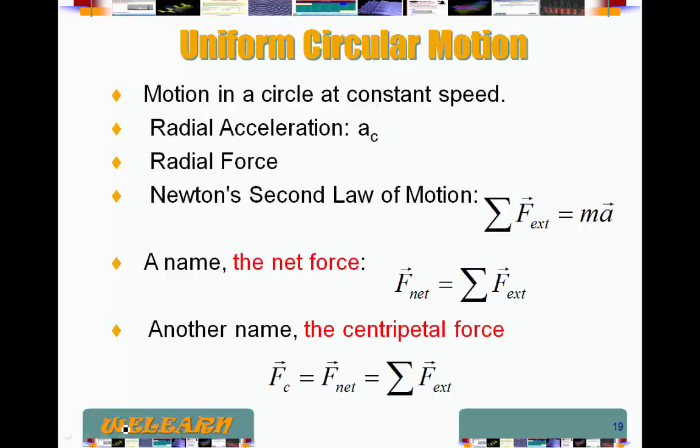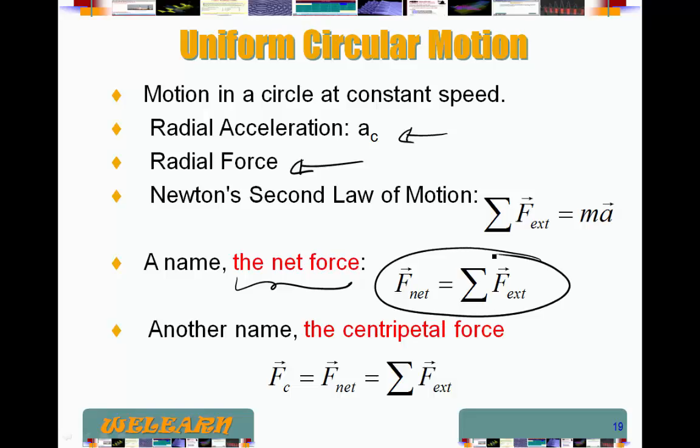So what this means, if an object is moving in a circle, there must be a radial force to account for that radial acceleration. Now, the name for that net force, which is the sum of all external forces, in this particular case, we call it the centripetal force.